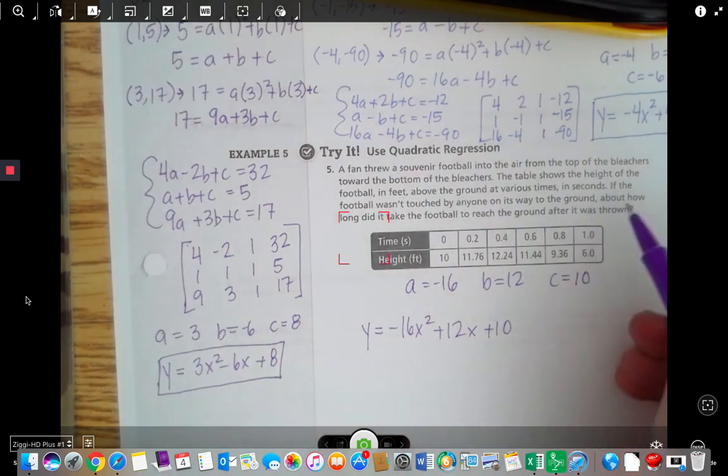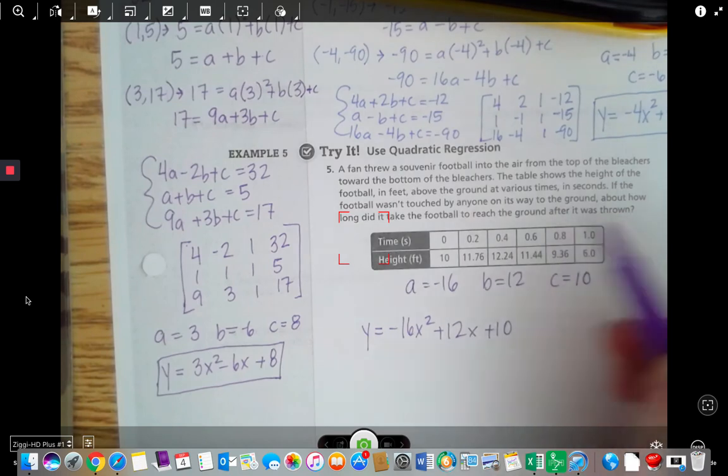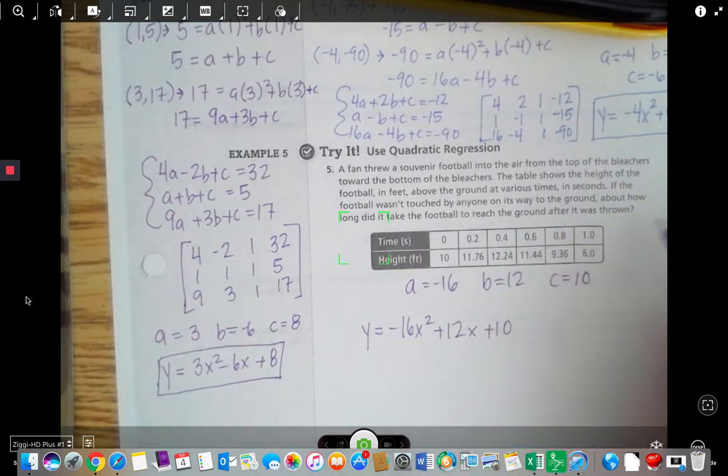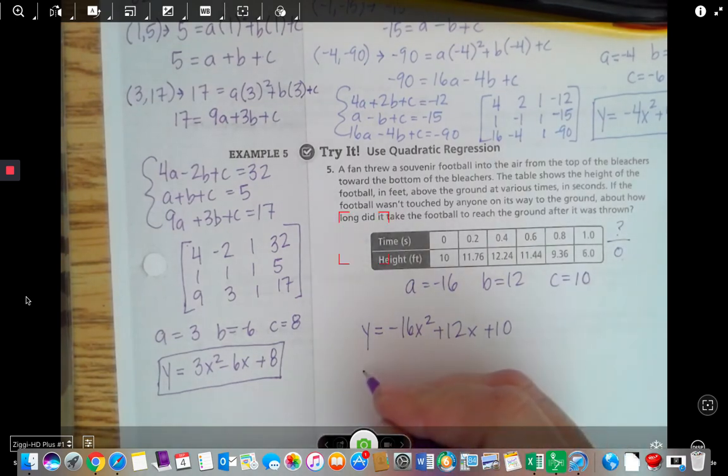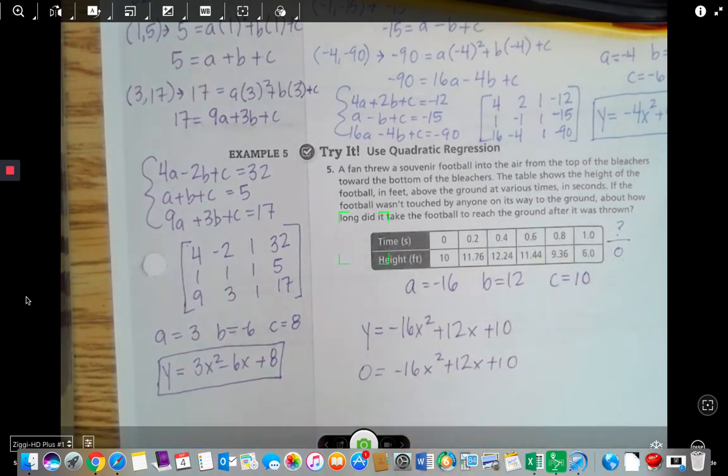Alright, but look, it says if the football wasn't touched by anyone on its way to the ground, about how long did it take the football to reach the ground after it was thrown? So basically, we have to know what our x value is when our height is 0, because if it touches the ground, it doesn't have any height, correct? So I need to know what my x value is when y is equal to 0. So 0 is equal to negative 16x squared plus 12x plus 10.